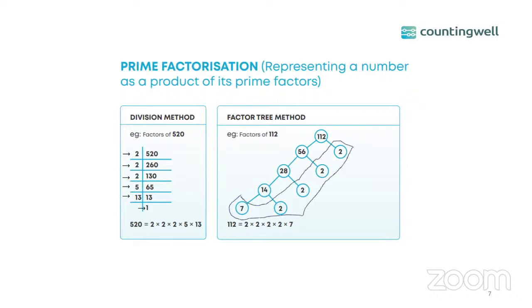Now we will write down these numbers as a product. So 112 is nothing but 2 into 2 into 2 into 2 into 7. So we have 2 to the power 4 multiplied by 7. In this way, we have found the prime factorization of 112 by the factor tree method.